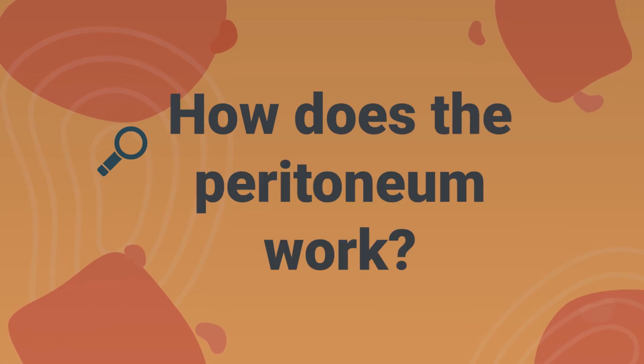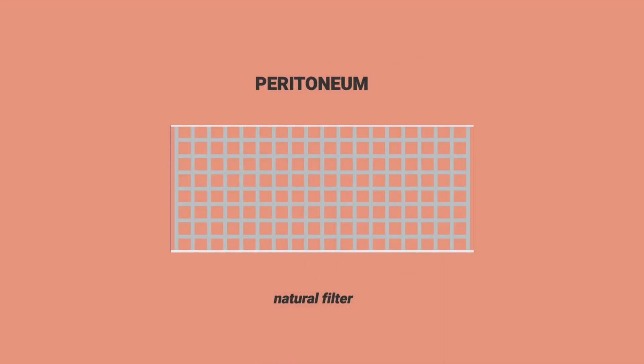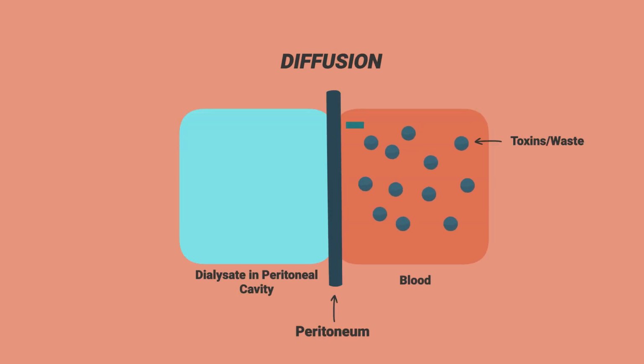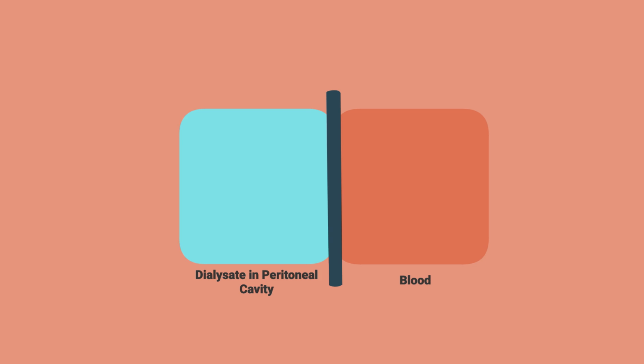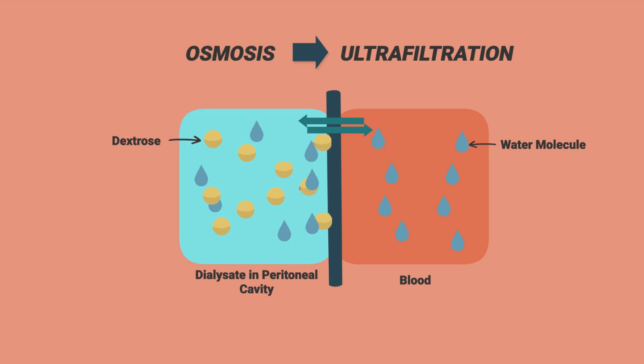You might be wondering, how does the peritoneum work? During dwell time, your peritoneum acts like a natural filter through diffusion, which allows the toxins to move from the blood into the peritoneal fluid. Fluid removal, also called ultrafiltration, is done through osmosis. The dialysate has sugar or dextrose, which will serve as the osmotic agent. Water molecules will then move from the blood to the dialysate.